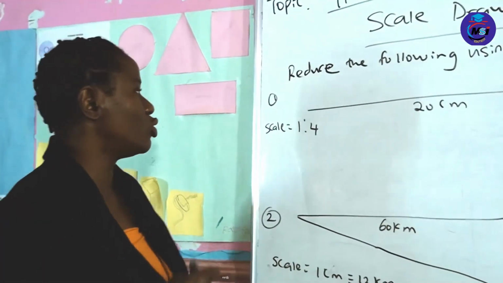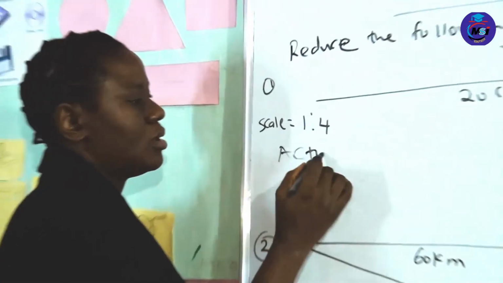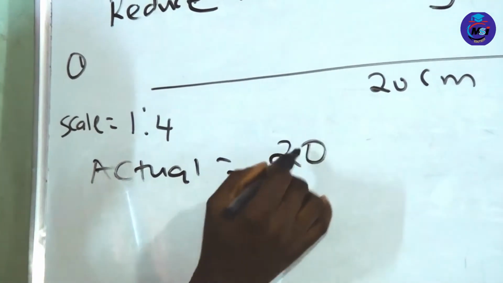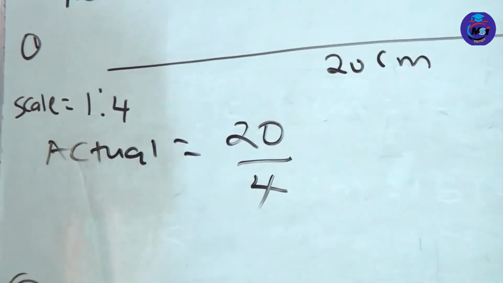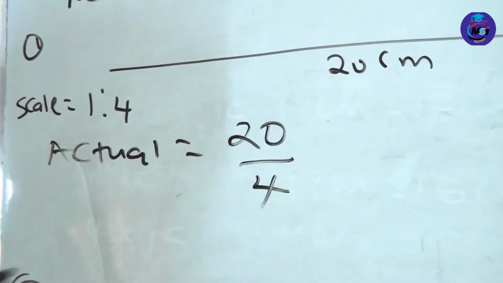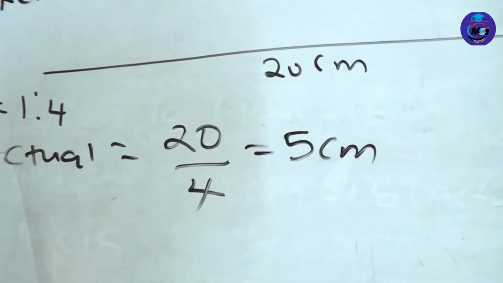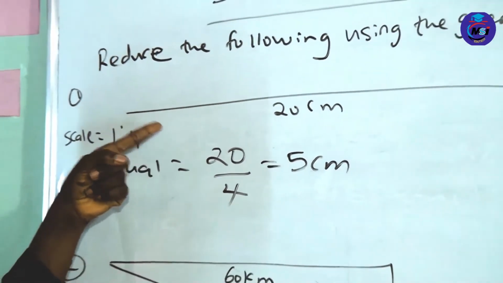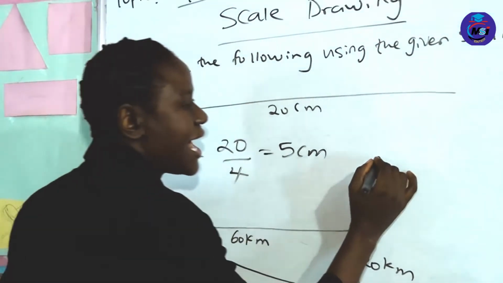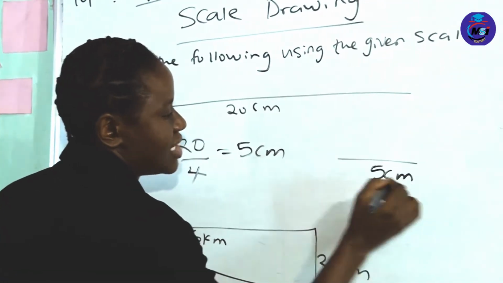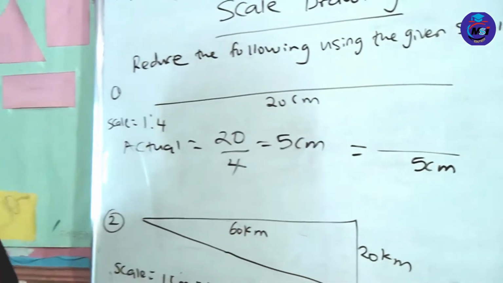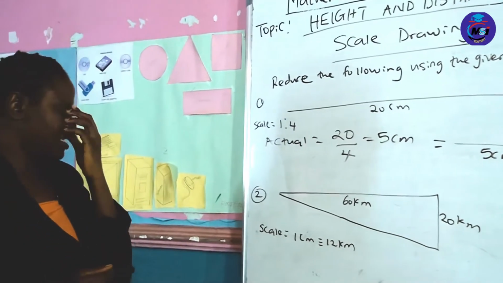So what do we need to do? The reduced length would be 20 divided by 4, which is 5 centimeters. So the reduced drawing of the 20 centimeter line will just be a line of 5 centimeters. That will be our answer, a line of 5 centimeters.